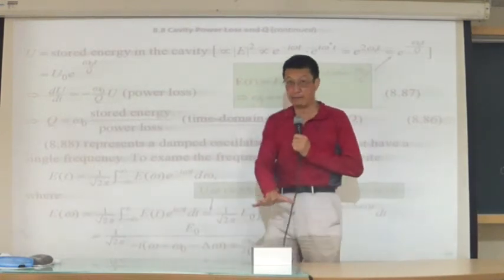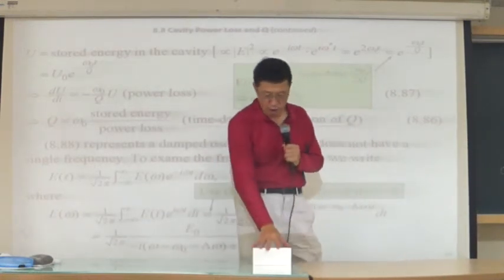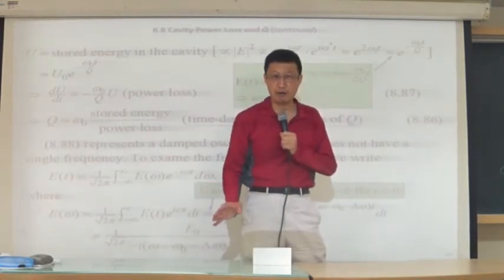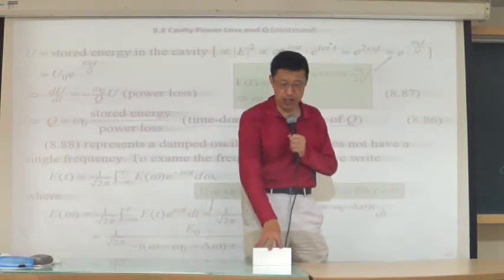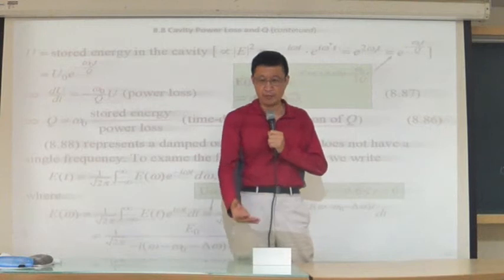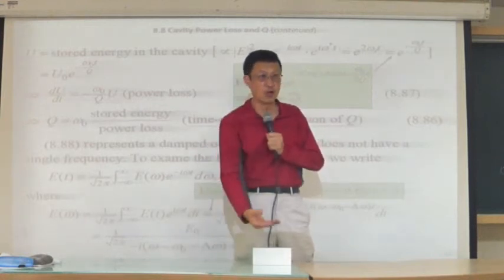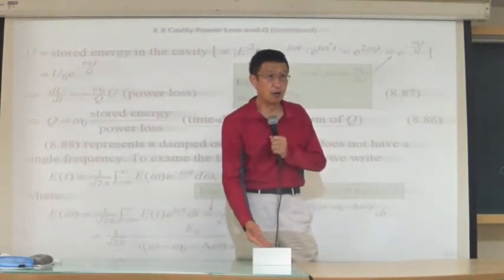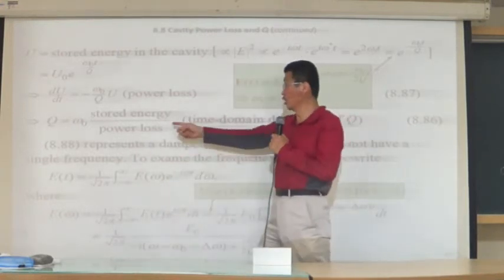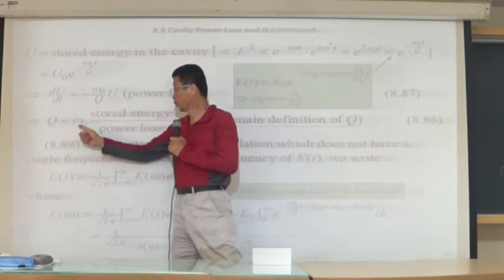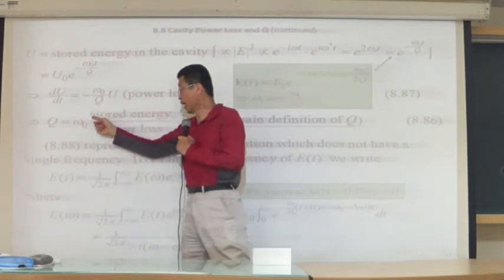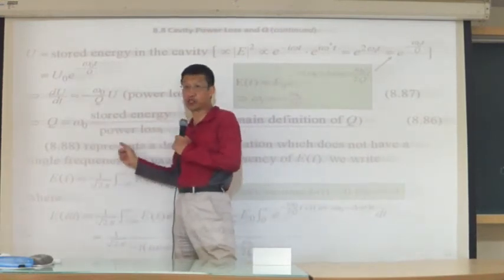So time domain is easy. We store energy at time equals 0. Don't ask me how. We just do it. We store energy inside the cavity, and let go, do not touch. And the energy will decay exponentially because of conductor loss. Okay? And we can calculate the exponential decay rate, and eventually we get Q: 2 pi resonance frequency, total stored energy divided by power loss.